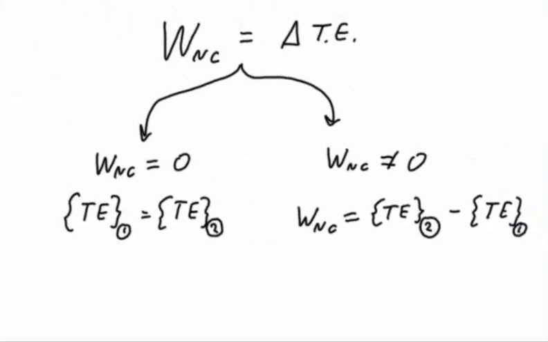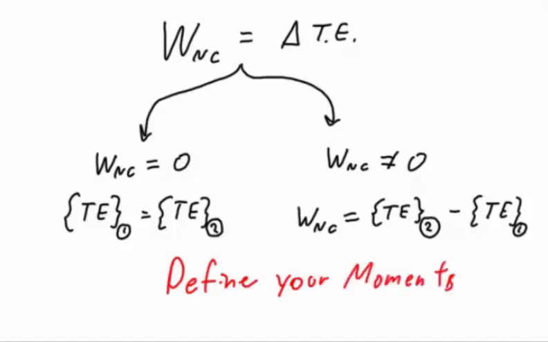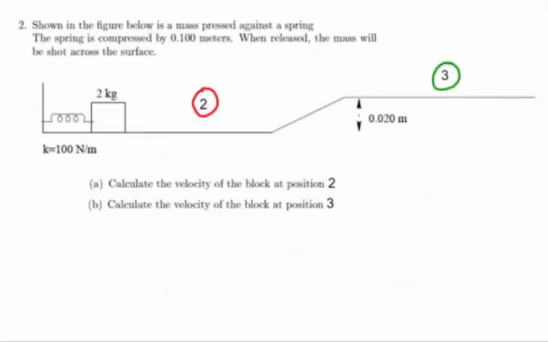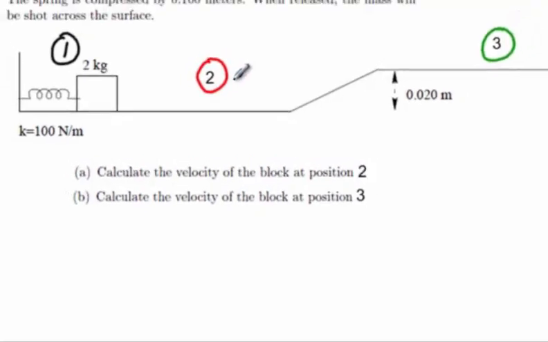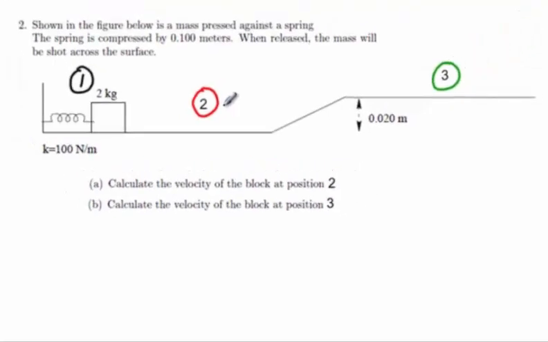Clearly, this process of formulating the equation is driven by a single task that you need to accomplish at the beginning of the problem, and that is define your moments. In the problem at hand, these moments have almost been defined for us. We're given a description of what it is like when the mass is pressed against the spring, still motionless, and that will be our moment 1. We are then asked what the conditions are when the block is sliding across the surface, indicated by moment 2. And finally, we're asked what is the velocity at position 3, or in other words, moment 3.